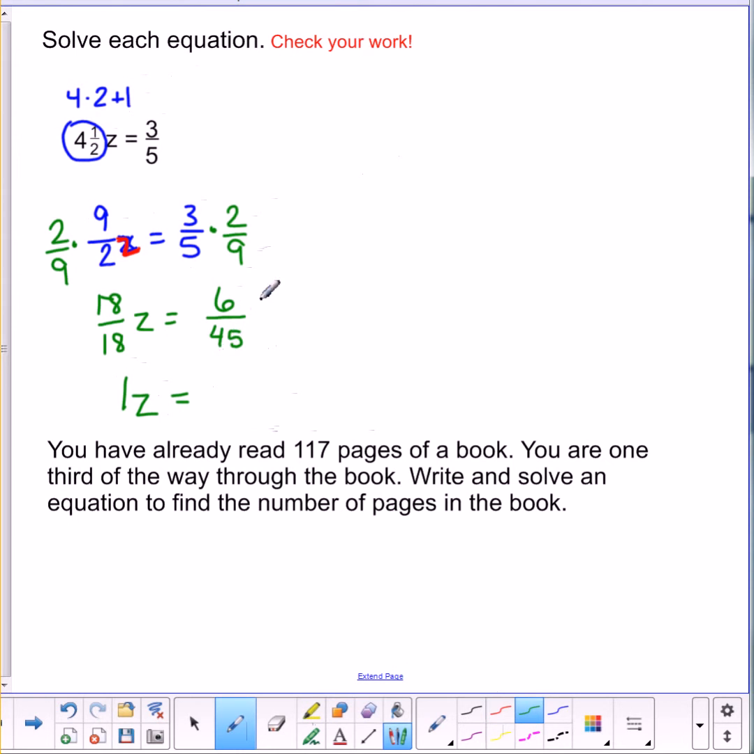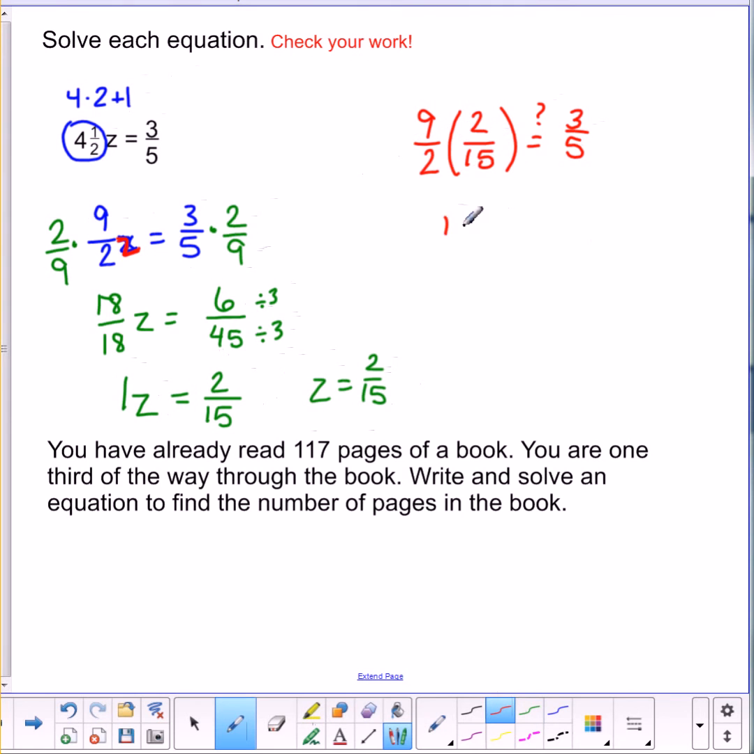6 and 45, I believe, both divide by 3. 6 divided by 3 is 2. 45 divided by 3 is 15. And so we get the solution that z equals 2/15. Check your answer by plugging it back in. So 9/2 times 2/15. Does that equal 3/5?